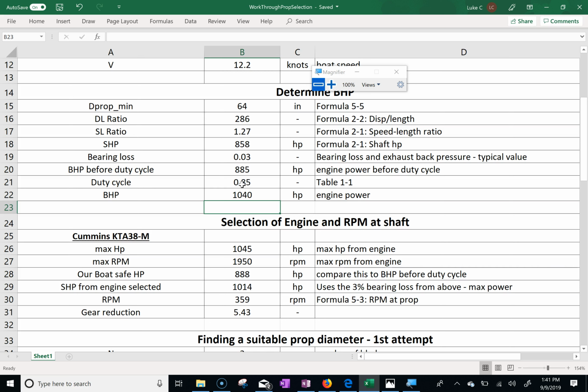Okay, now what we did is we're gonna pick an engine. So you have to select an engine. And this one, we just picked the Cummins KTA 38M. And it gives us some parameters. So we got max HP, so horsepower, which is 1,045. You got a max RPM of 1,950.